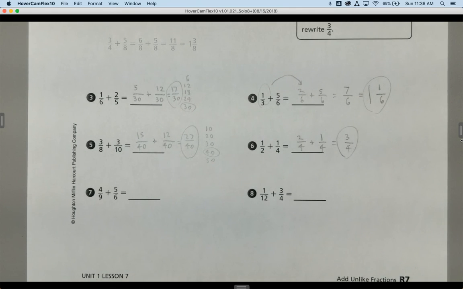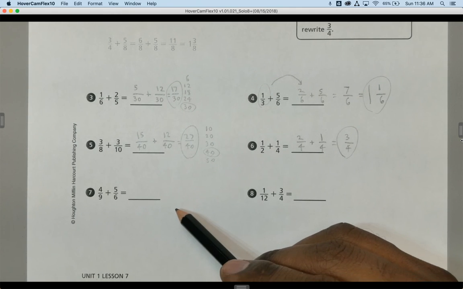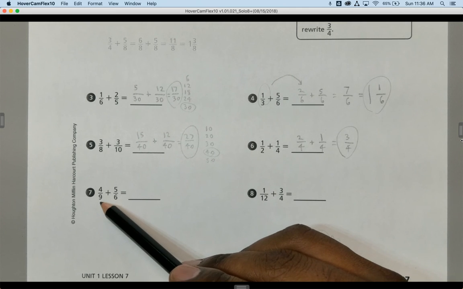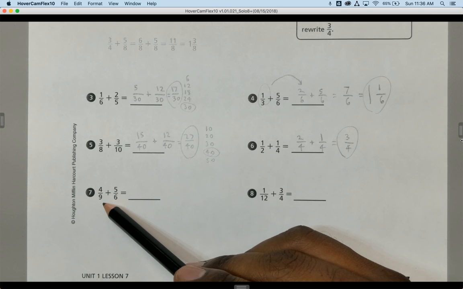Number 7, 4/9 plus 5/6. The larger of the two denominators is 9. Will 9 work for 6? No. I can't take 6 and multiply by something to get 9. So 9's out, but I'll go through my multiples of 9. 9, 18, ding, ding, ding, ding, and I've got a winner. 18 is going to be my common denominator.